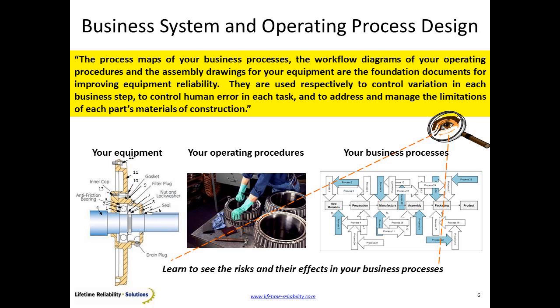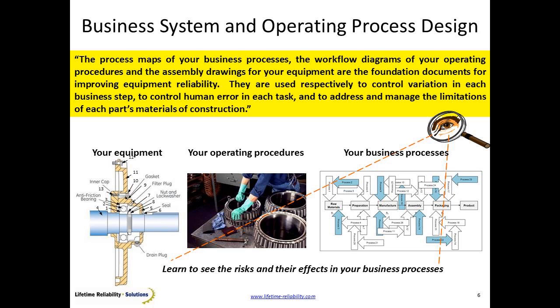They are used, respectively, to control variation in each business step, to control human error in each task, and to address and manage limitations of each part's materials of construction. So we're going to make sure that things don't go wrong. It's as simple as, I'm not going to be looking to repair things. I don't want to fix things. We want to make sure things don't go wrong, so there is nothing there to fix.